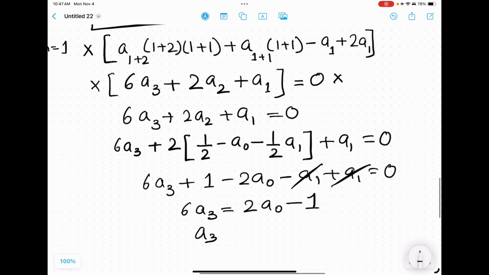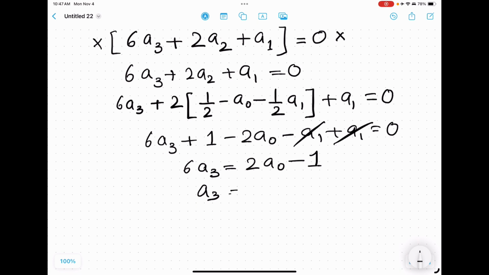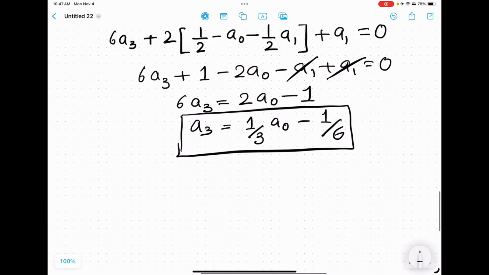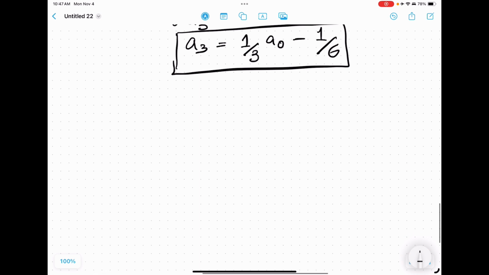Then taking out the 6 on my right hand side, I have 1 by 3 a sub 0 minus 1 by 6. So that is my coefficient for a sub 3. Okay, so now let's go ahead and find the coefficient for another term.